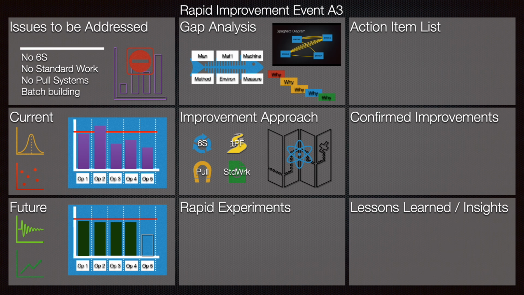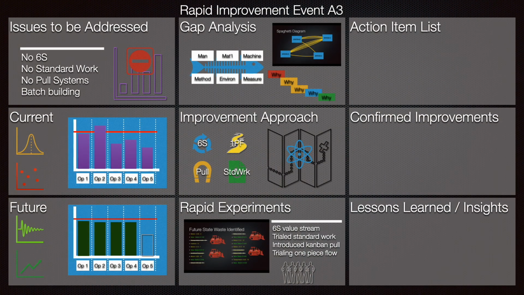And then the next one is where we get into the do part of things. This is where we take our rapid experiments. And you can see I just kind of listed out, we did a 6S value stream, we trialed standard work, we introduced the Kanban and pull system to the operators, and we trialed one-piece flow. I have a little picture there of people. That's meant to be the picture of your team. I always like taking pictures of the team so you can remember who was a part of the event. Those are always fun looking at 10 years later too. So that's everything that happens with your rapid experiments.